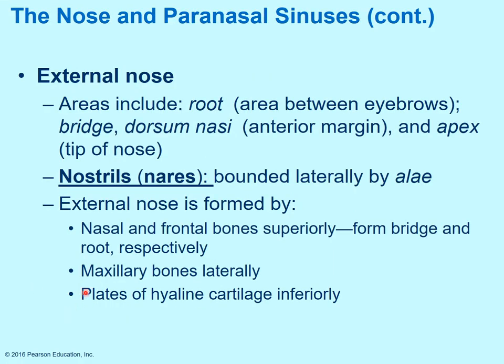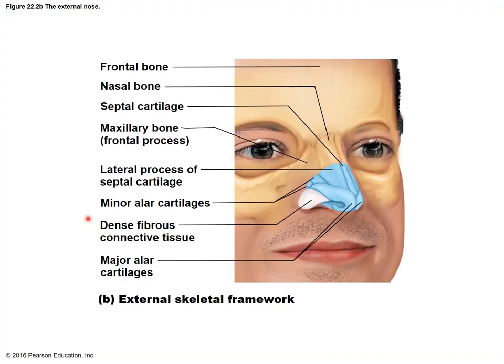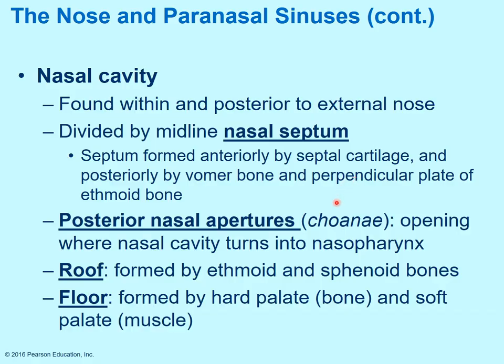So the external nose, this area obviously that you see. The nostrils are referred to as the nares. There is a septum in the middle that does separate the two sides. The nasal cavity is going to be found behind the external nose. As you can see, the nasal cavity is formed by various bones such as the ethmoid, the sphenoid, and the hard palate.